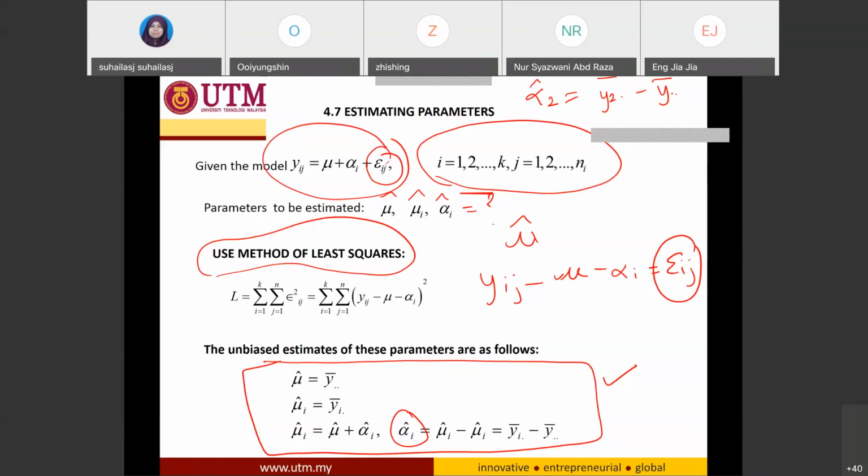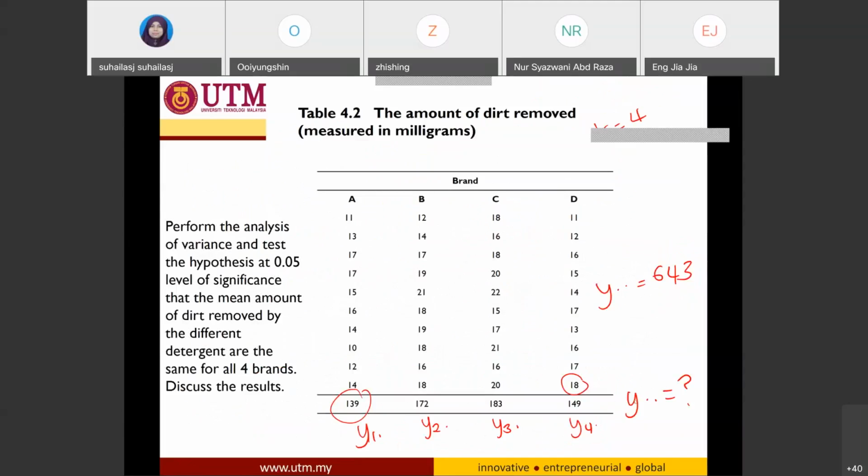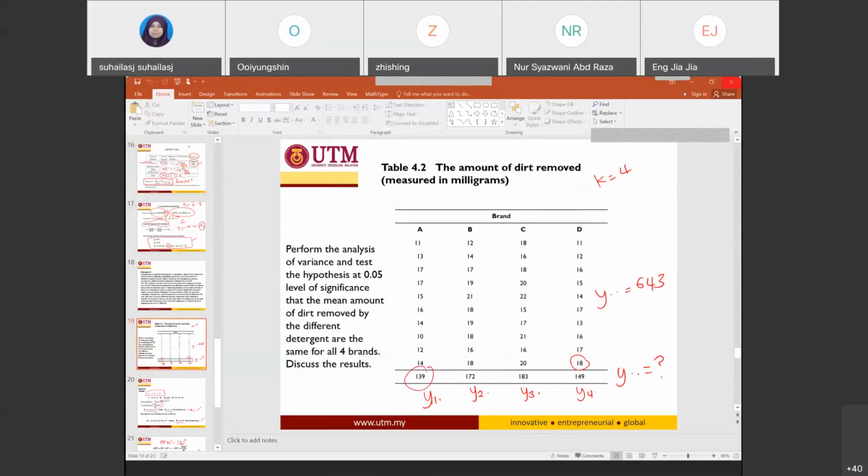So we have 3 values. That means you get your mu hat, then you get your mu i hat. In order to find your alpha i hat, use the formula: the mean for the i-th treatment, Y i dot, minus your grand mean. That is how we estimate the parameters. Okay, we will try another exercise.